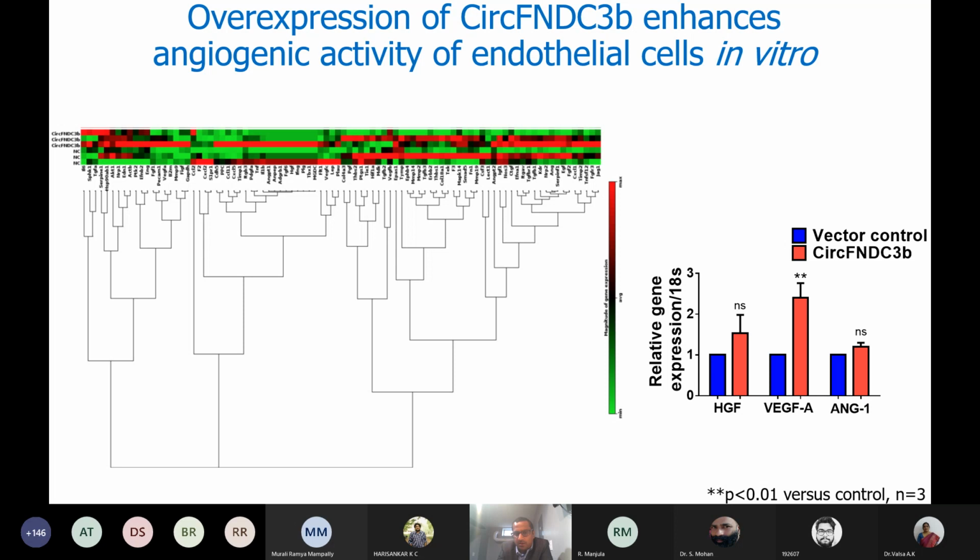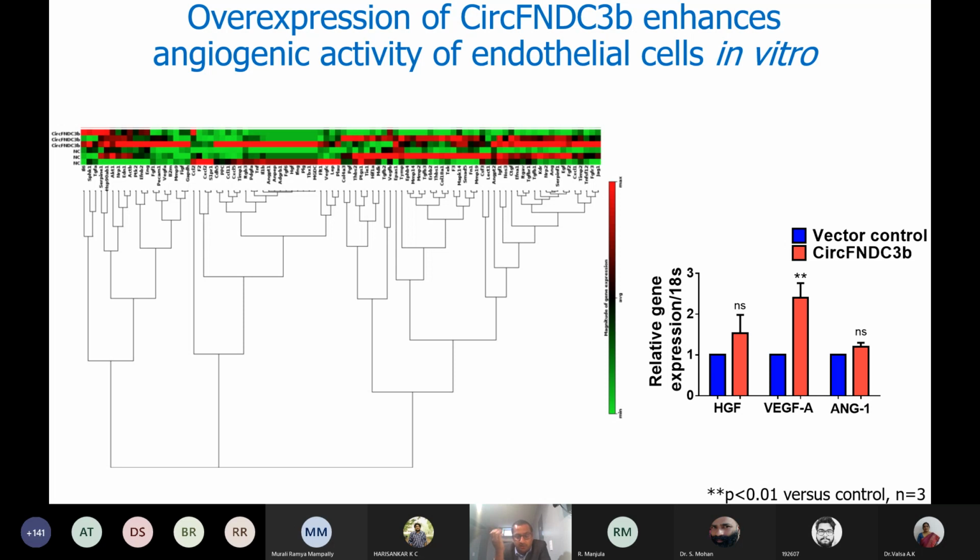Next, since we don't know how it works and what its mechanisms are, we overexpressed these plasmids in cardiac endothelial cells, because, as you remember, in the endothelial cells in the heart, the circular RNA levels were downregulated. We wanted to overexpress in the cardiac endothelial cells and see what it does to the signaling.